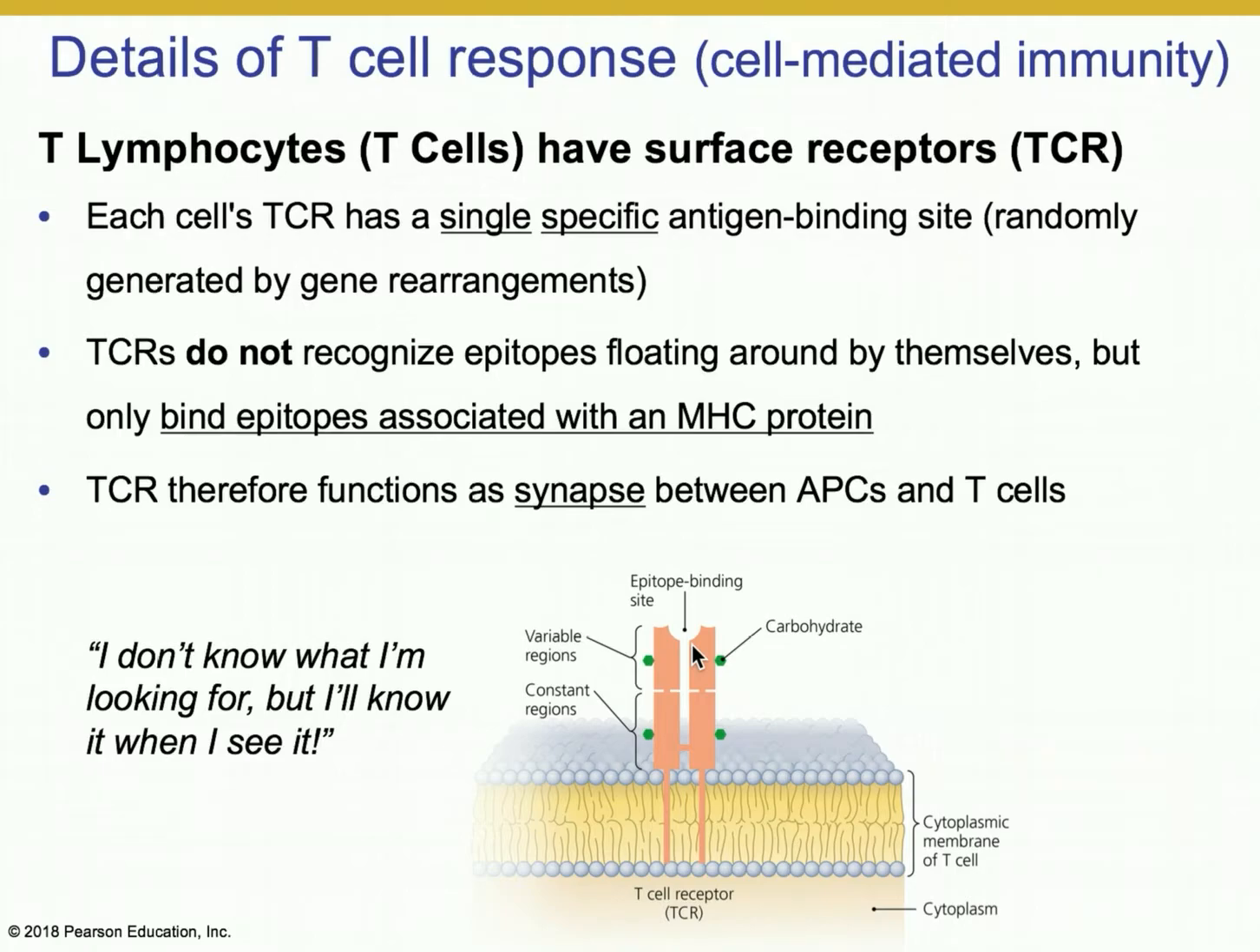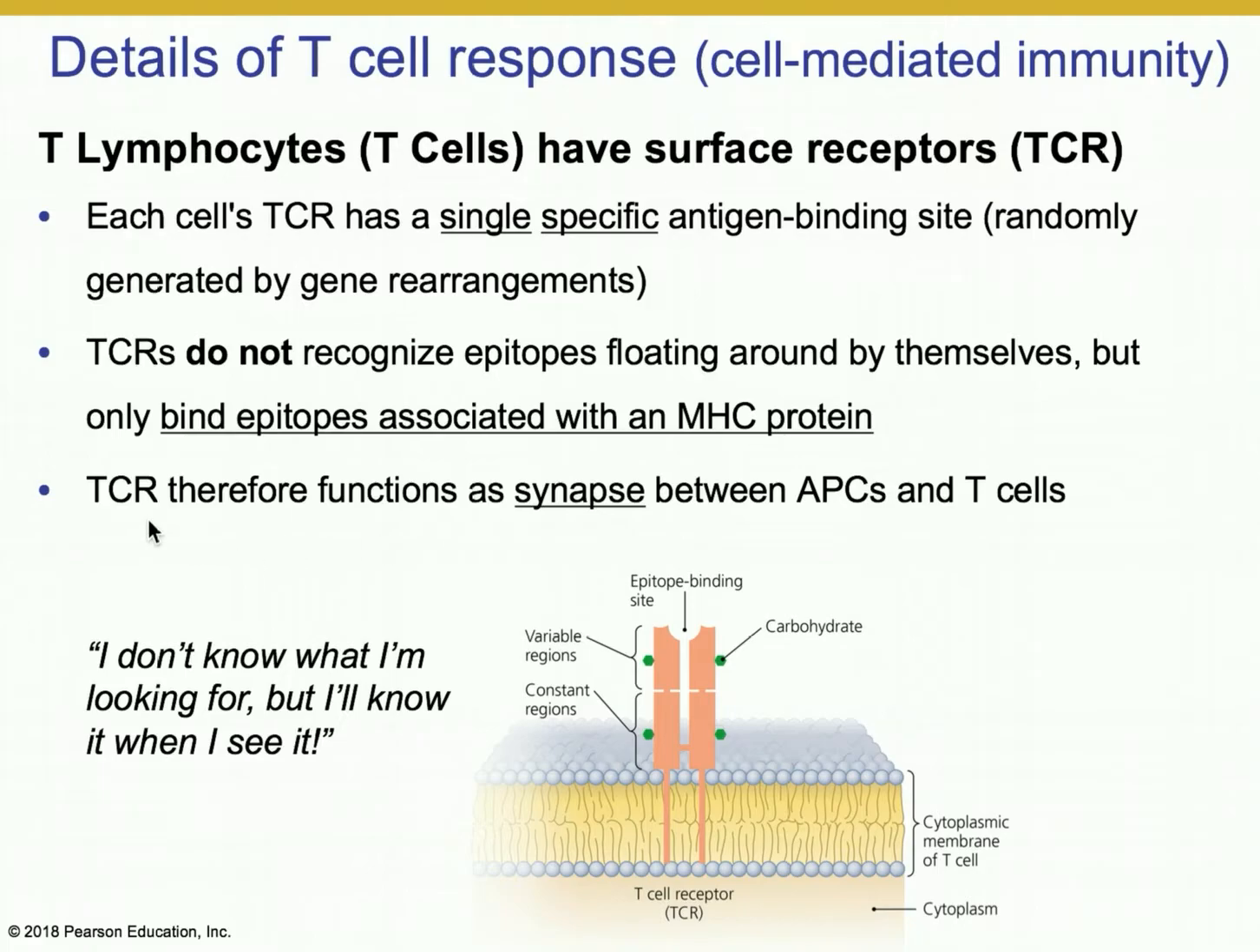In fact, there are something on the order of 100 million or so different T cell receptor types that can recognize distinct epitope MHC complexes. So now these aren't, again, recognizing epitopes that are just floating around by themselves. The only things that TCRs can interact with are epitopes that are associated or presented by an MHC protein.